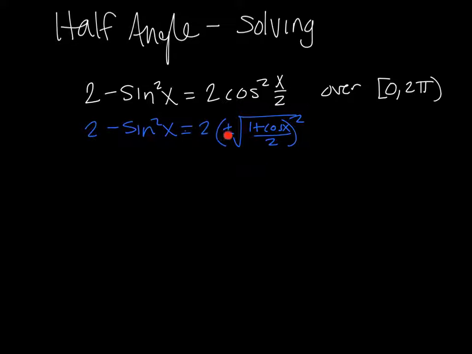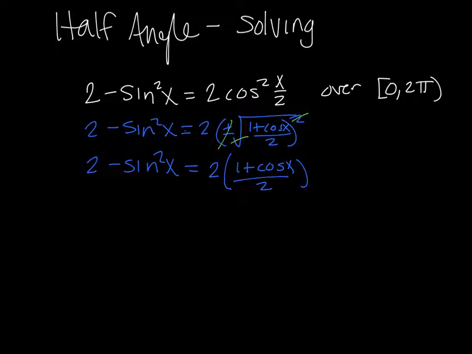The other thing that's going to happen is this gets squared. A positive squared is a positive, a negative squared is a positive. So no matter what, it'll be positive. So I can basically look at that being gone, square root and square root cancel, and so now I have 2 minus sine squared of x equals 2 times, square root's gone, so it's 1 plus cosine of x over 2. And then we just start simplifying. The 2's cancel. So we get 2 minus sine squared of x equals 1 plus the cosine of x. No need for parentheses anymore.